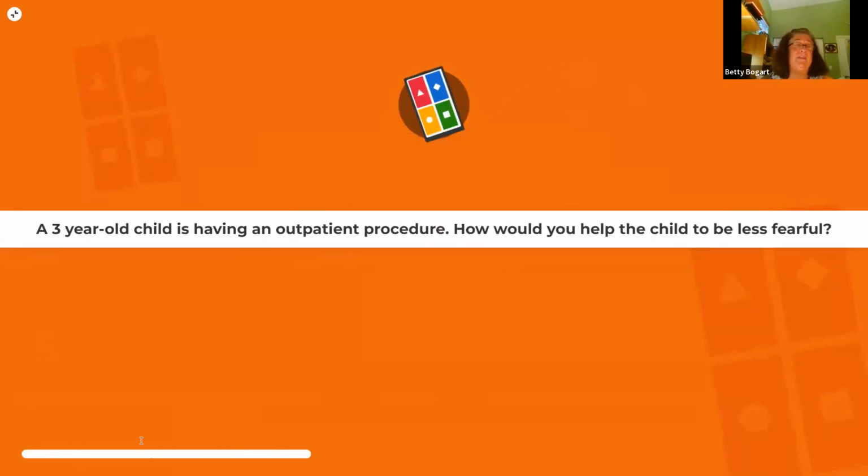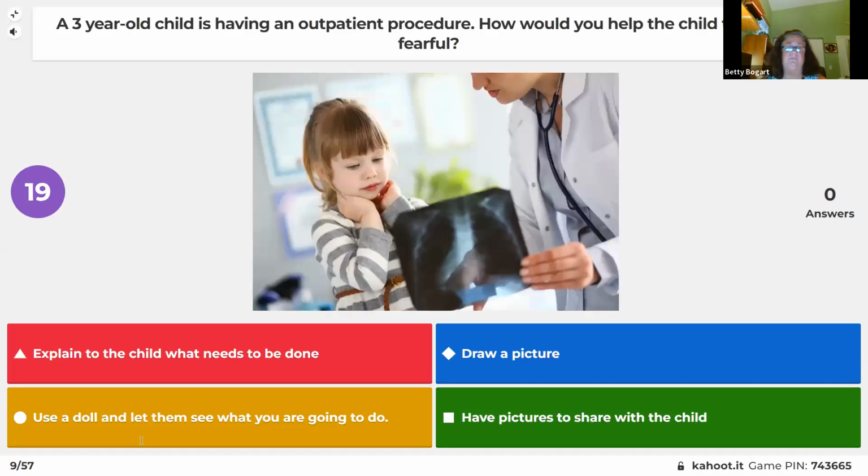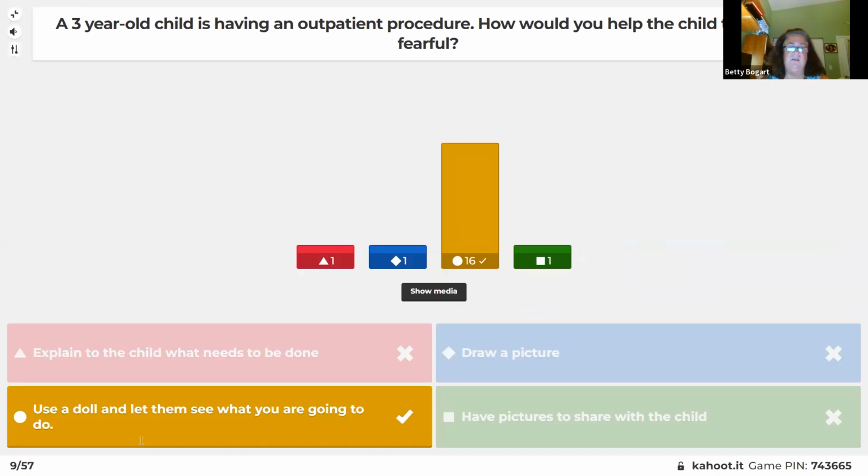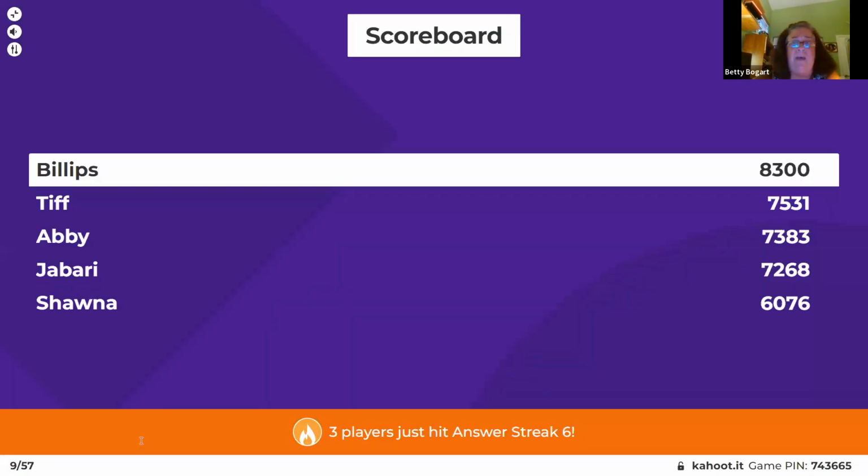A 3-year-old is having an outpatient procedure. How would you help the child to be less fearful? So you can explain all you want, but if you show them a doll, show them the equipment, they're going to be happier with you because they can see that this stuff is not going to hurt them. And they know what's coming. When they know what's coming, they're happier.